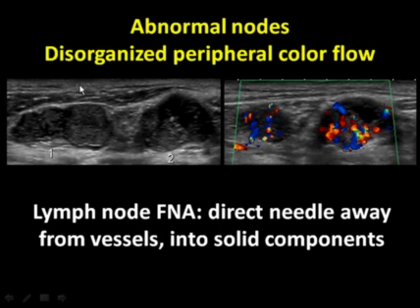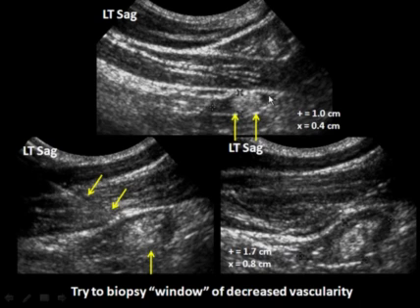Abnormal nodes also contain disorganized peripheral color flow, and when you do these FNAs, you want to try to direct the needle away from the vascular component. It's pretty hard to do in this case because there's a lot of hypervascularity. Maybe you can draw a little fluid off the cystic component. Here's an example of a case with an echogenic focus, which I FNA'd. Pretty hard to get anywhere but this area which had color flow. And you can see this node blew up to be twice the size from hemorrhage within the node.